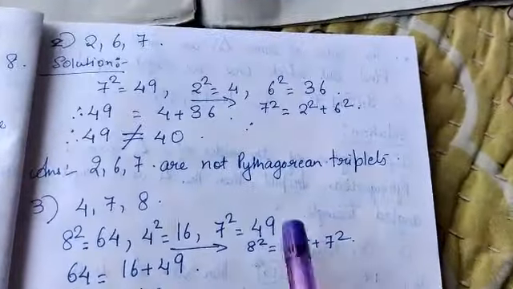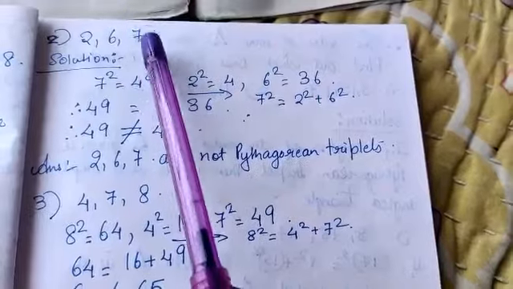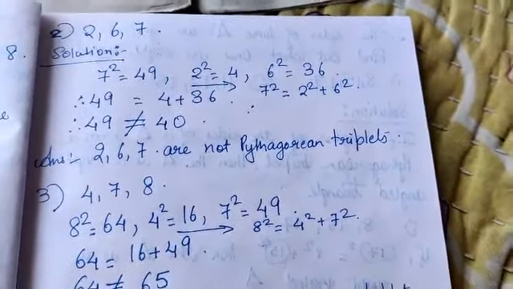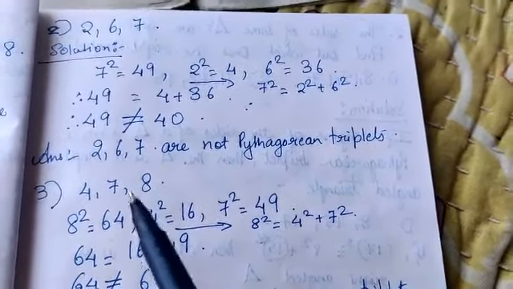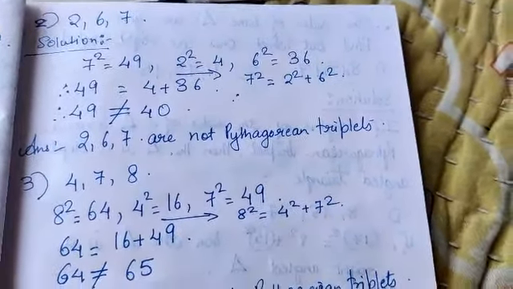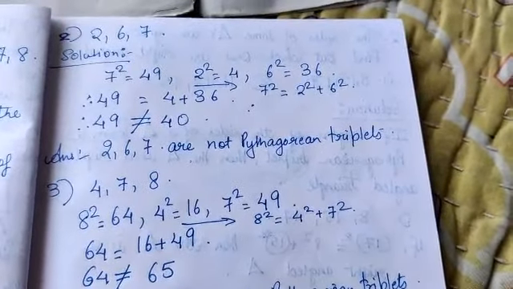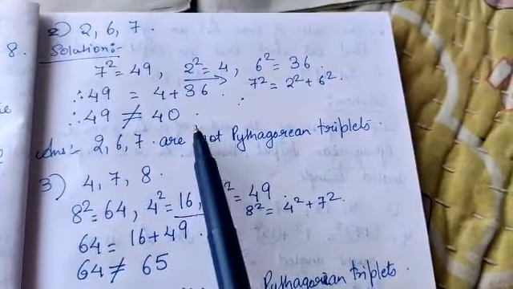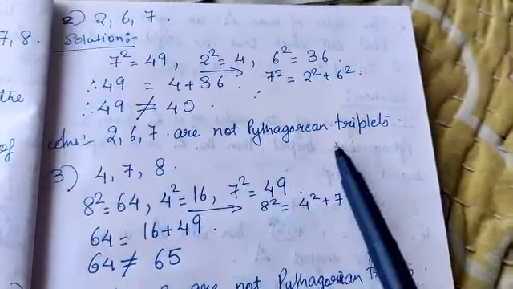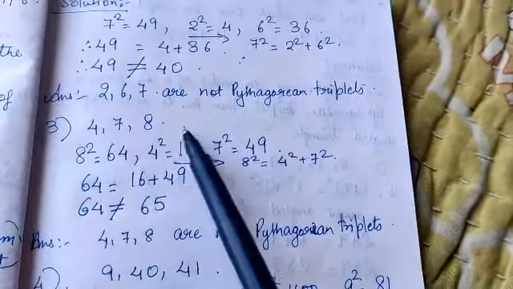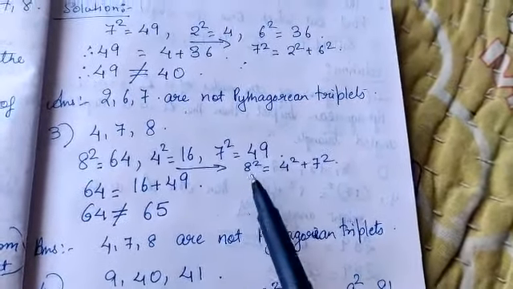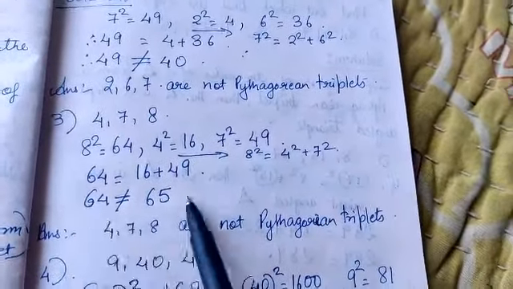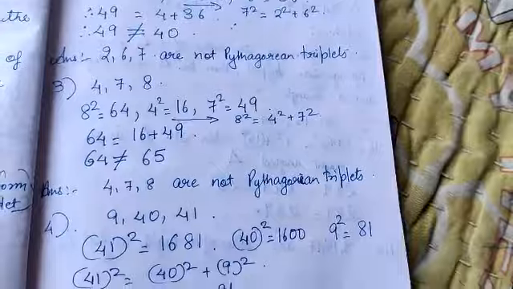Alright, now the next one is 2, 6, 7. Again we first single out our biggest number, which is 7. So 7 square is 49, 2 square is 4, 6 square is 36. We'll see whether 7 square is equal to 2 square plus 6 square. That is not equal, so we can say that 2, 6, 7 are not Pythagorean triplets. Then we have 4, 7, 8. We use the same formula. Check whether 8 square, which is the biggest number, is equal to 4 square plus 7 square. Again they are not equal, so it's not a Pythagorean triplet.